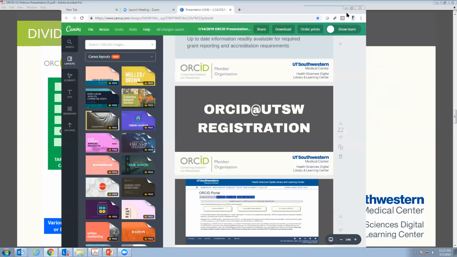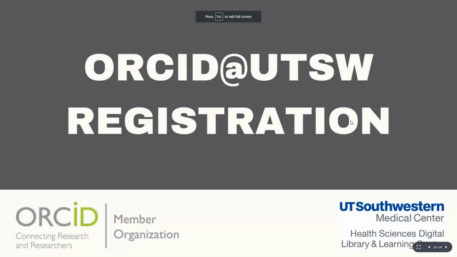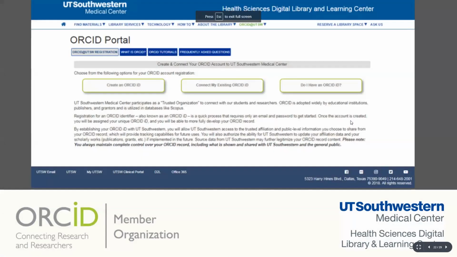And I'll show you really quickly what the registration would look like. So you're going to go in, you're going to create and connect your ORCID ID. If you have an existing one, you go in through there. You can also check with the ORCID site if you don't. This is a portal that's located on our library's website. I'm going to hyperlink there.